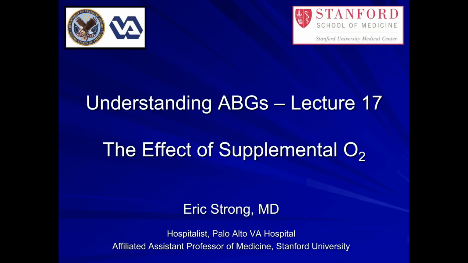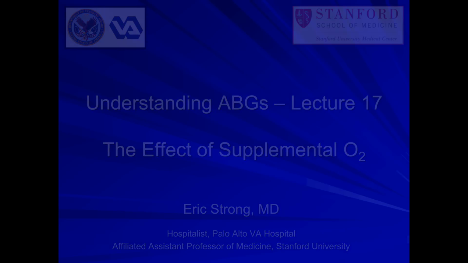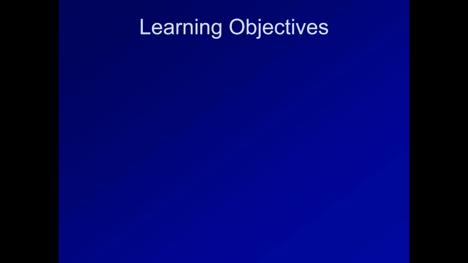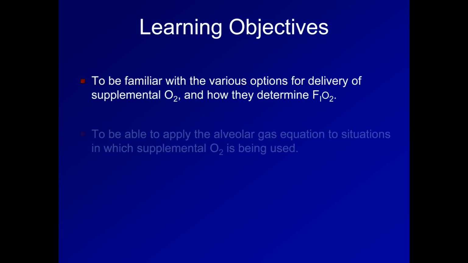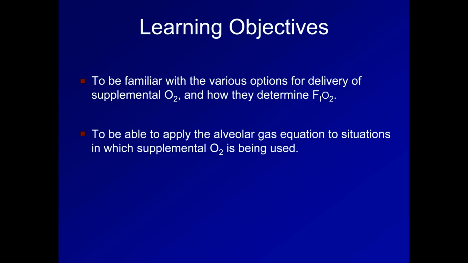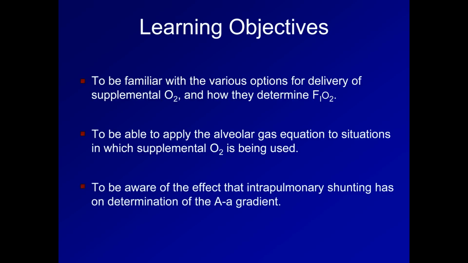This is the 17th lecture on understanding ABGs, and the topic is the effects of supplemental oxygen. The learning objectives with this lecture are to be familiar with the various options for delivery of supplemental oxygen and how they determine FiO2, to be able to apply the alveolar gas equation to situations in which supplemental oxygen is being used, and finally to be aware of the effect that intrapulmonary shunting has on the determination of the AA gradient.